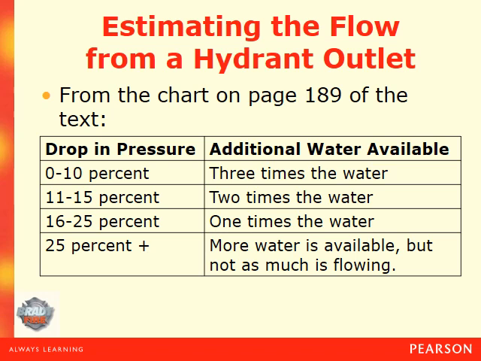Many times in fire departments, you'll have a pump chart that already has this listed, so you don't have to recall it from memory. So, if the drop is between 0 and 10%, you can get 3 times more water. If it's between 11 and 15%, you can get 2 times the water. If it's 16 to 25, you can get 1 times the water. And if it's more than 25%, no more water is available.